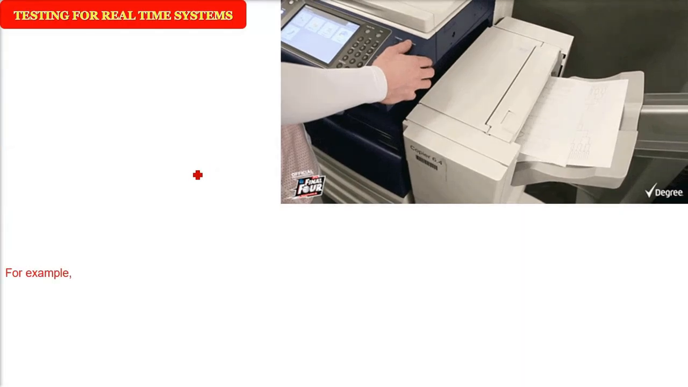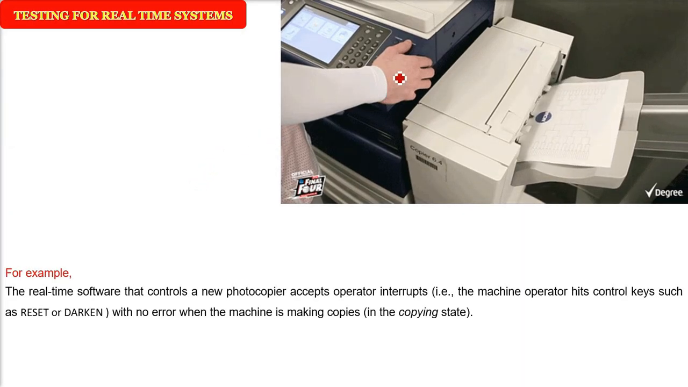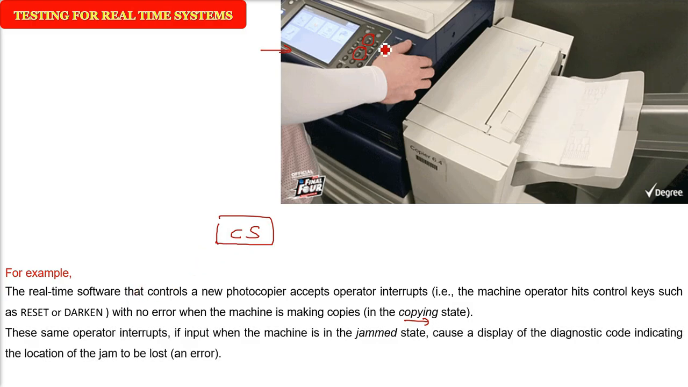For instance, just take the example of a photocopier machine. Now this has hardware and software combined. So we can call it a real-time system. So there are certain control keys. The real-time software that controls a new photocopier can accept operator inputs. That is, a user or machine operator can hit reset or darken with no error when the machine is making copies, everything is going well. But the same operator interrupt, the same pressing of the button, when the machine is not in the copying state but is somewhat jammed.